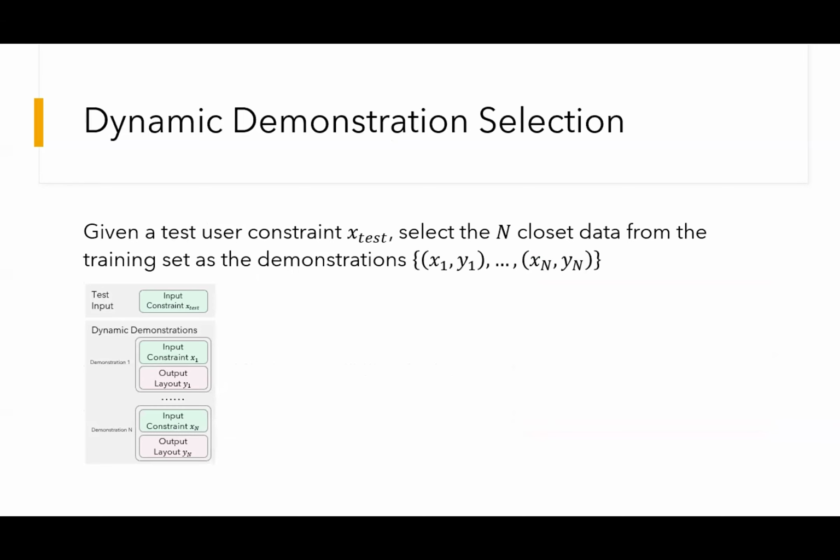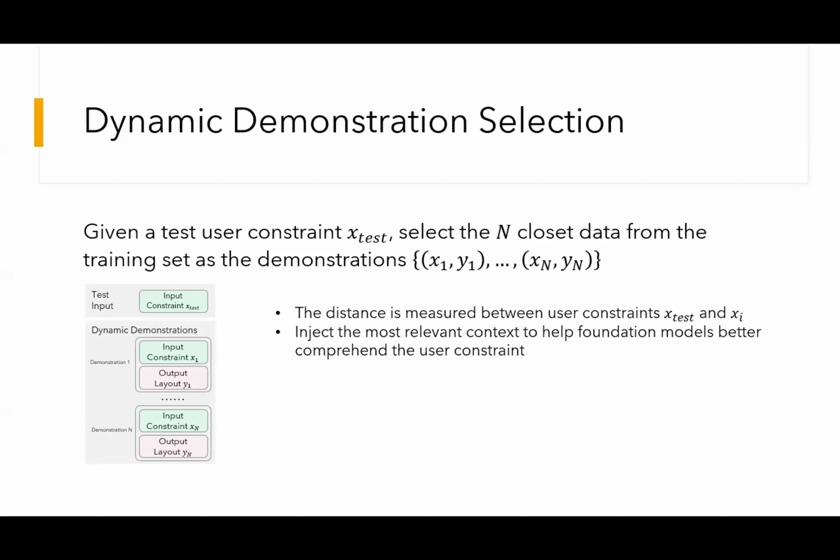For the dynamic demonstration selection, given a user constraint, we select the closest data from the training set as a demonstration. Here, the distance is measured between user constraints. This is to find the most relevant context and also to help the foundation model better comprehend user constraints.